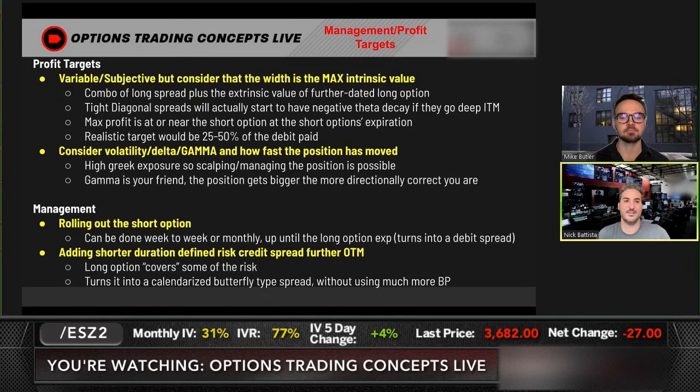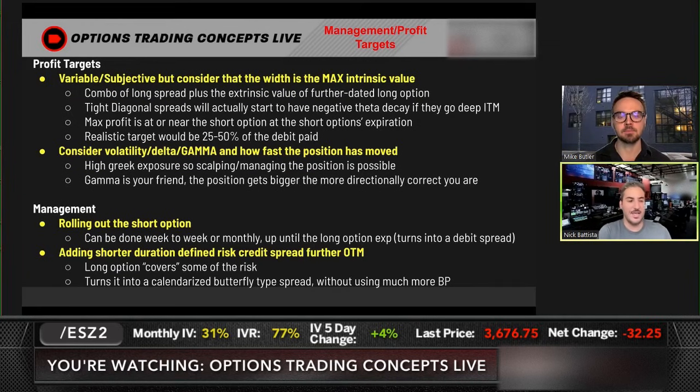So it's important to keep in mind the width of the spread relative to the debit you're paying, because that's the max intrinsic value. But also keep in mind that if you get that directional move correct in the short term, you kind of become neutral or against your current delta. You want a move back to where your short option is if you do get that big move in your favor. Max profit on this position, you're going to be at max profit or near max profit at the short option's expiration. So you want a move in your direction, but not a huge move in your direction.